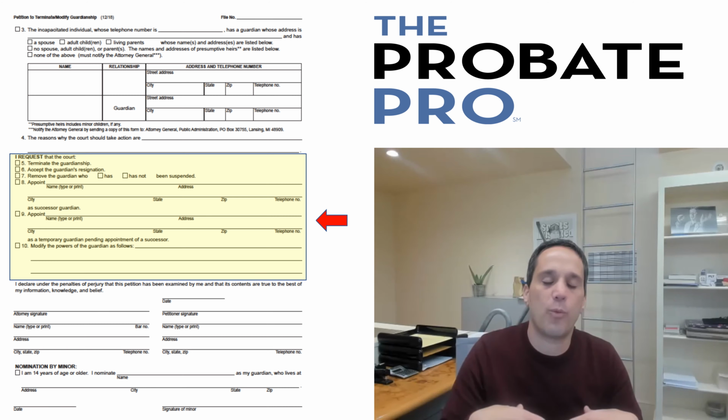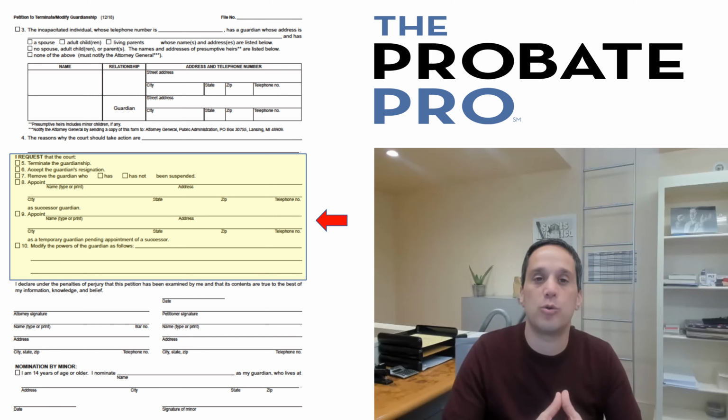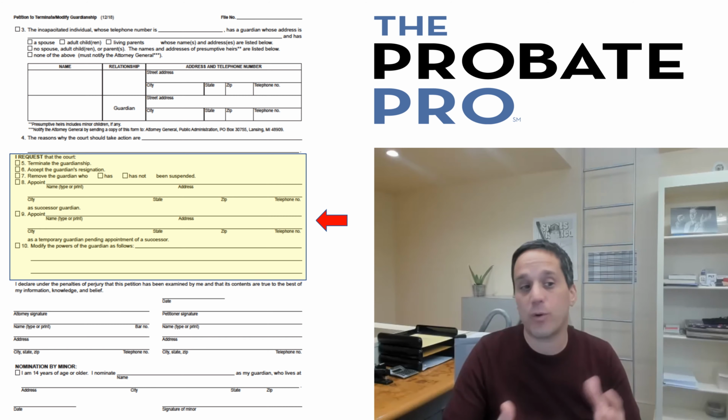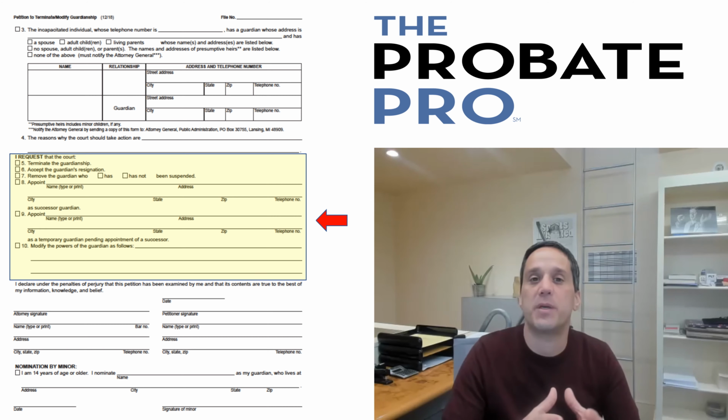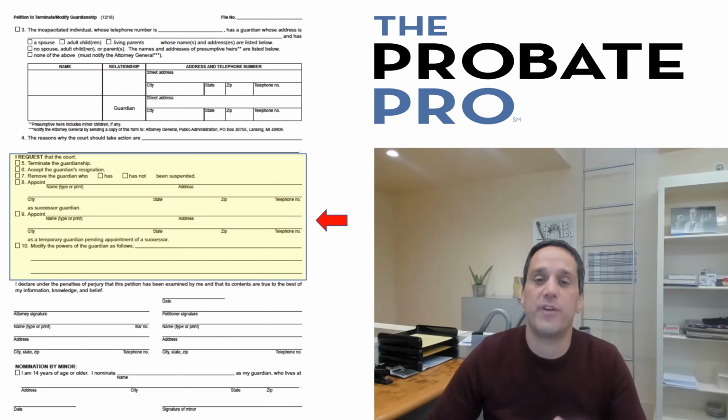This next area is the request part. This is what you're asking the court to do. If the court were to grant your petition, you're going to ask the court, of course, here to terminate the guardianship, and then some of the other provisions here speak about the modification provisions in the event that you were asking rather than terminating, but rather to modify who the guardian is.